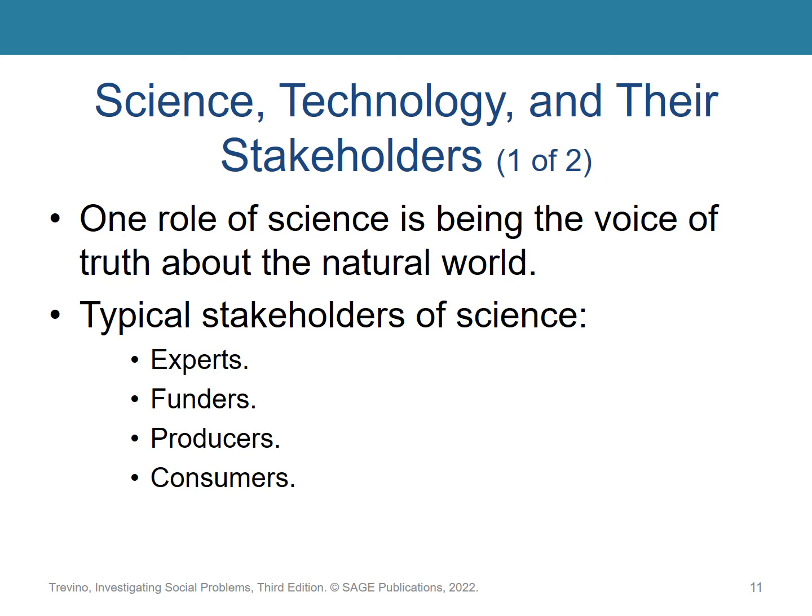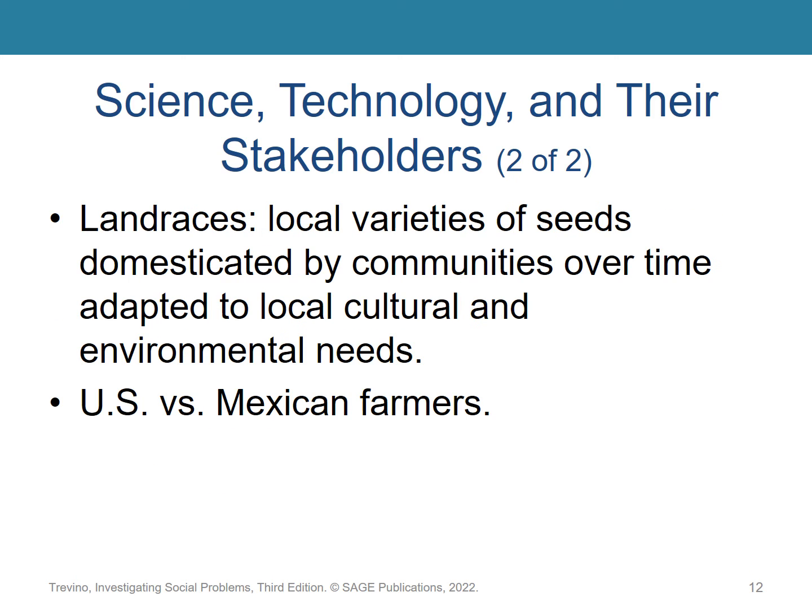So science, technology, and their stakeholders. One role of science is being the voice of truth about the natural world. Typical stakeholders, the people of interest, are experts, the scientists, the funders, people funding them, the producers, and the consumers. So you have landraces, local varieties of seeds domesticated by communities over time, adapted to local cultural and environmental needs. And you have U.S. versus Mexican farmers.